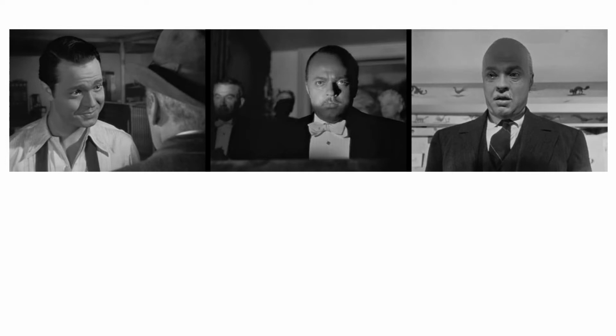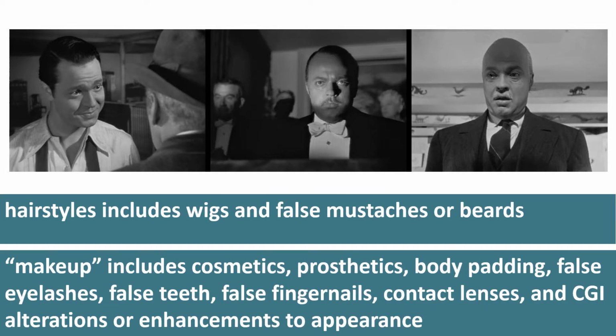Because movies frequently require actors to go through radical physical alterations in order to become the characters that they portray, hairstyles in movies include the use of wigs and false mustaches or beards, while makeup includes cosmetics, but also the use of prosthetics, body padding, false eyelashes, false teeth, false fingernails, contact lenses, and digitally rendered alterations or enhancements to their physical appearances that are done using CGI.